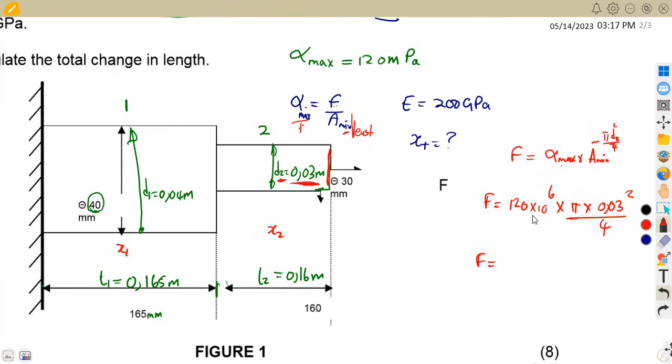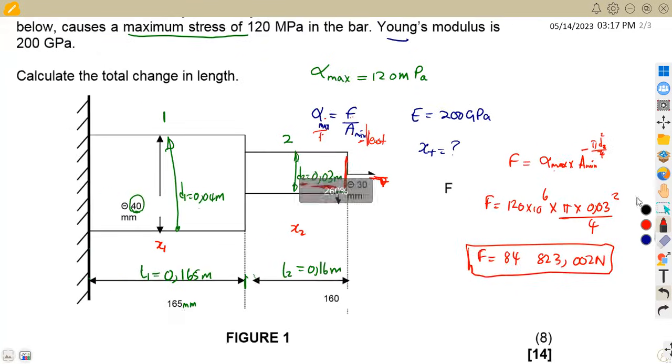So in this case, we are going to obtain a force of 84,823.002 Newton. All right. So this is the force that we have in this case that is applied at this point here. So having this force, we can substitute everything into the formula.